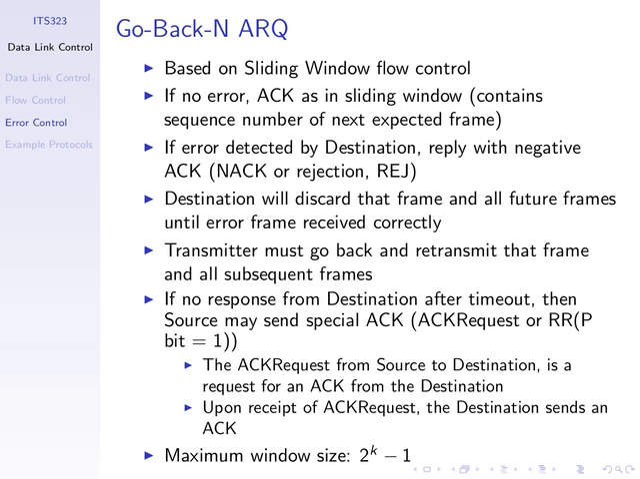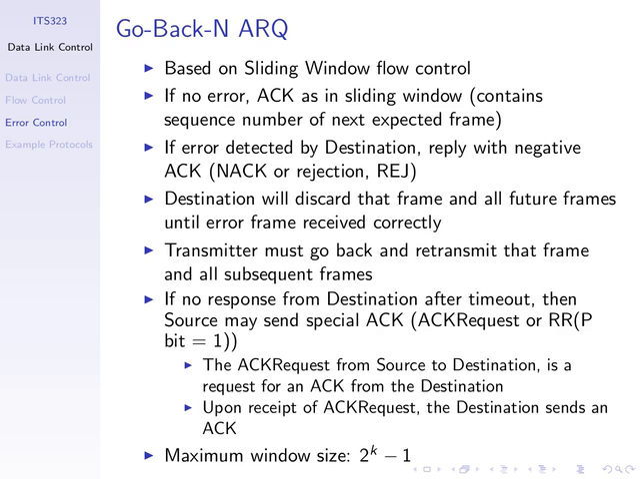If we lose an ACK, if there's no response after some timeout interval, then the source may send a special ACK. This is the source sending it. It's an ACK request, or in the diagram shown as RR with a particular bit set. But it's a request for an acknowledgement. I've sent you some data. I have not received an ACK. Please send me an ACK for the data that I've sent. So it's a request for an ACK from the destination.